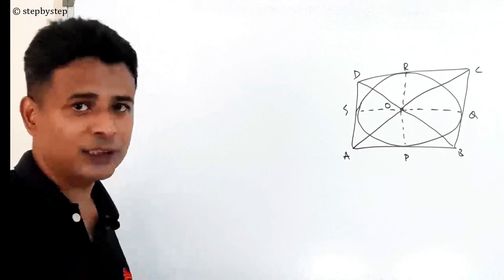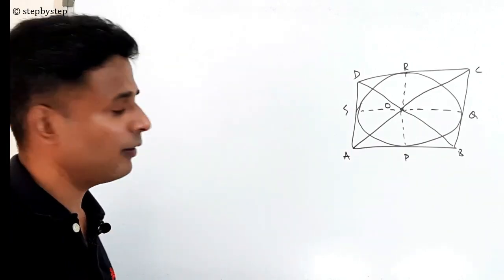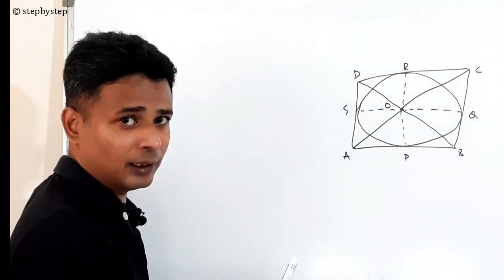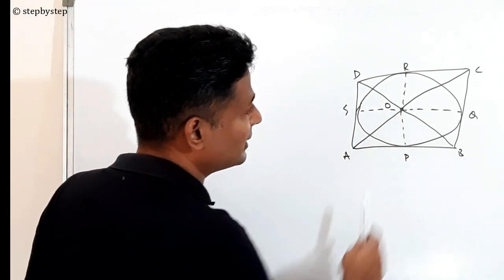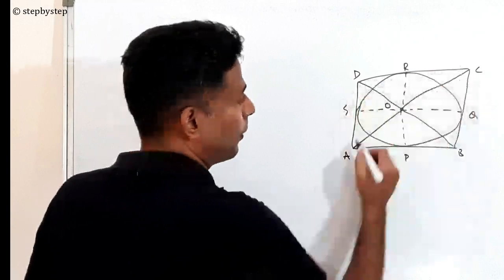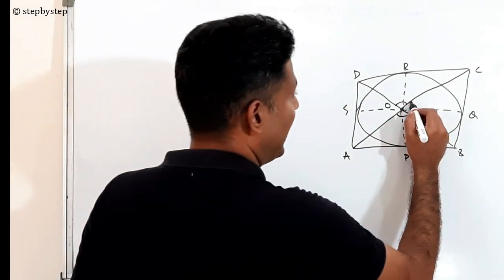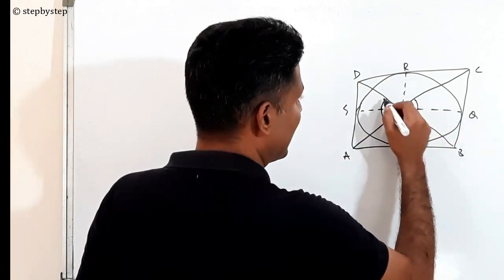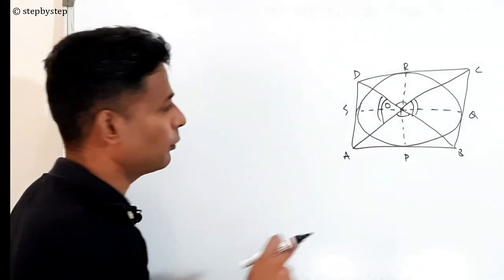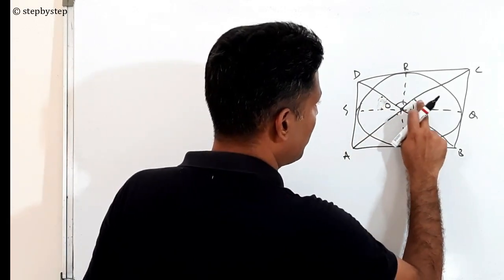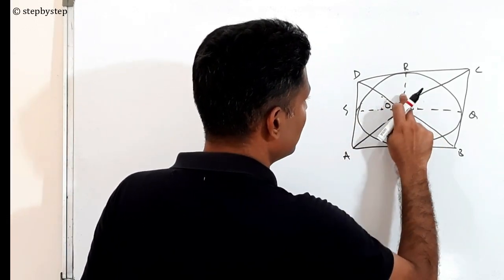Alright guys, now the last question in the exercise, they have asked you to prove that opposite sides of a quadrilateral subtend supplementary angles at the center, which means these two opposite sides, this angle plus this angle is 180 and this angle plus this angle is 180. That is what you have to prove. Now how do we prove? Very easy. One sec, I'll just fix this.